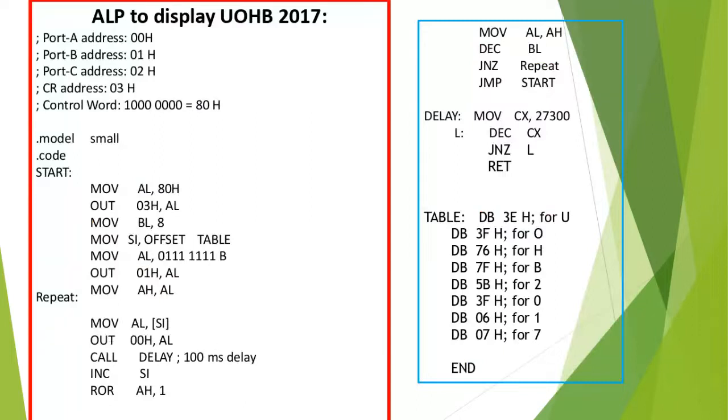This is given with a semicolon, that means it is a comment. So for your information, this is a comment. Now, .model small, .code, then start: mov al, control word, and then out control word address. What is the address of the control register? 03H. So out 03H, al, and then mov bl, a.